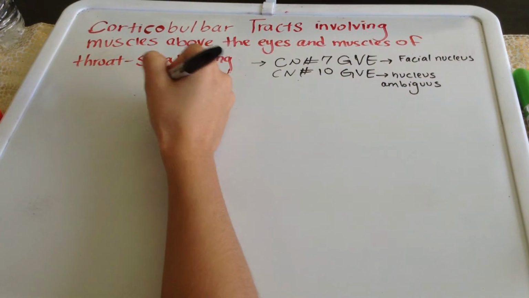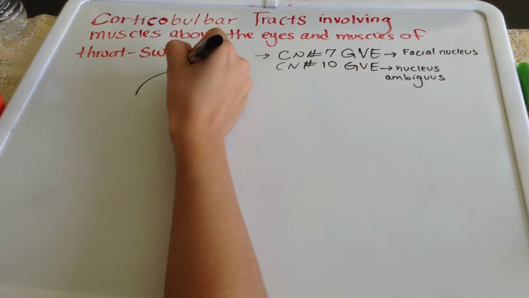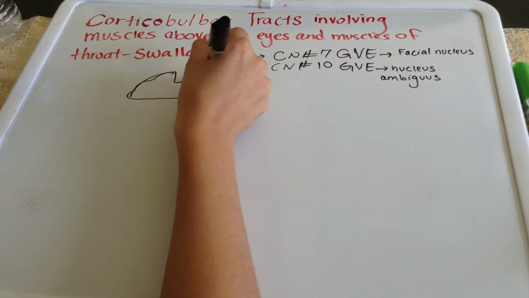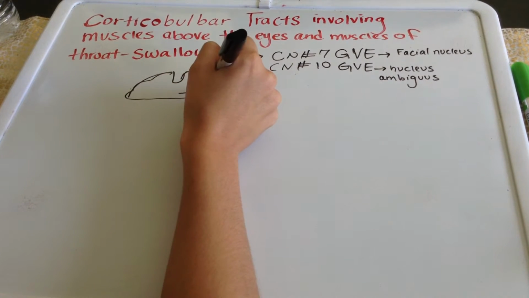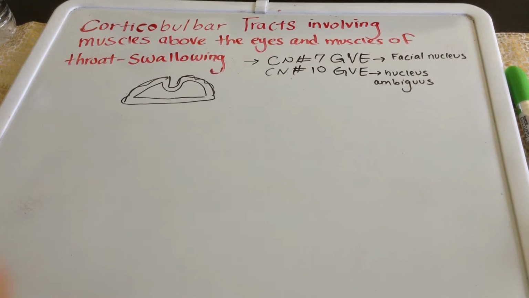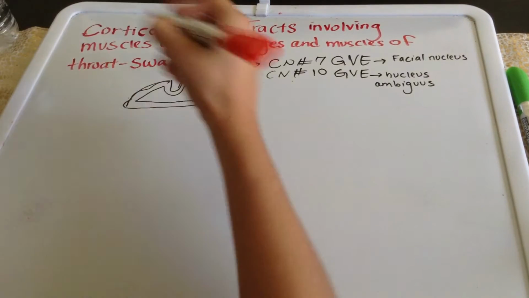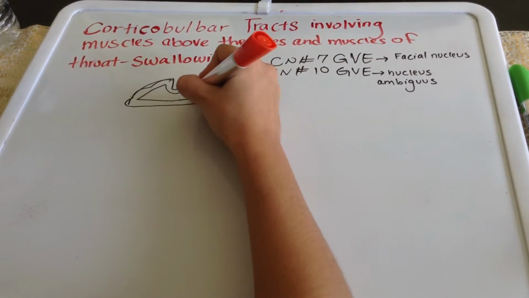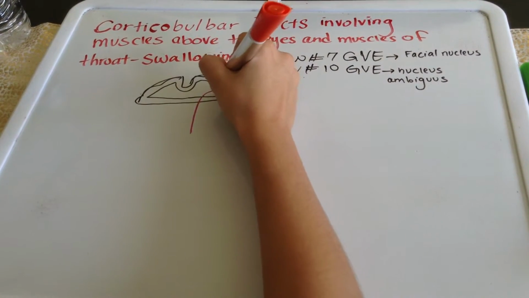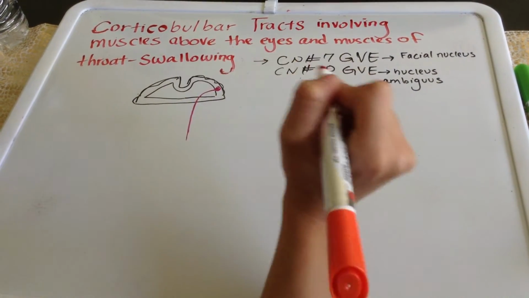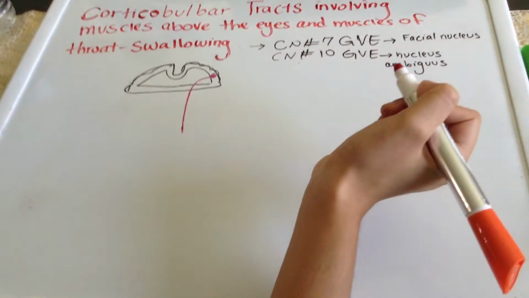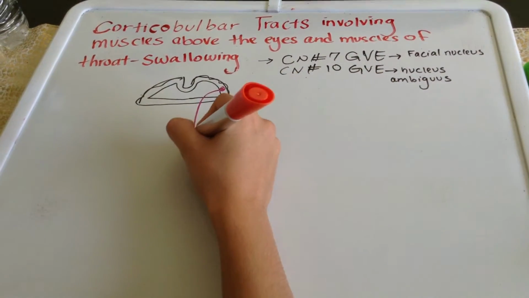Okay, so the message is going to come from your cortex, specifically the lateral part of the primary motor cortex. Here you will have a signal going down, and it's going to synapse with the specific cranial nerve. So in this case, it will synapse with the facial nucleus.